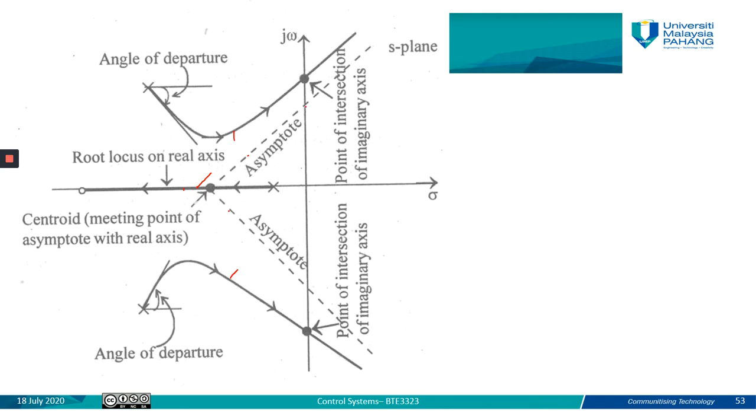We also have the intersection with the imaginary axis, and this is according to rule number 7. And we also have the angle of departure, since we have complex poles. So we have 2 complex poles, so we have 2 angles of departure. We do not have any angle of arrival because we do not have any complex zeros.